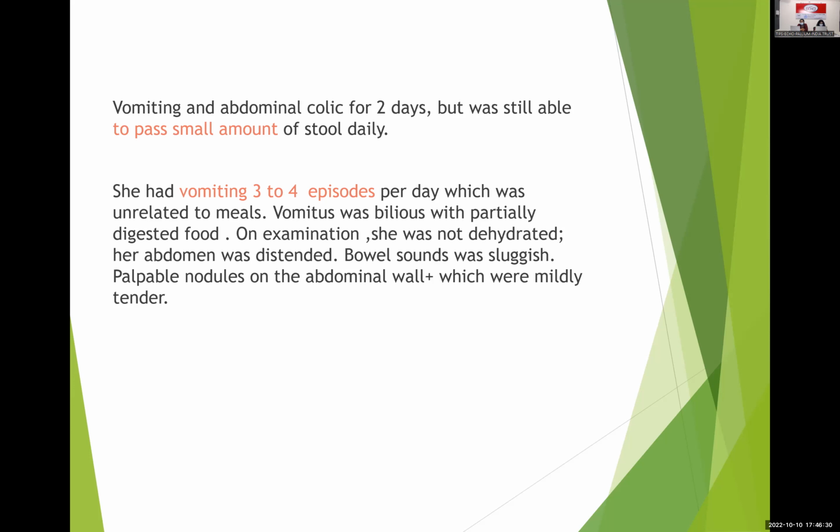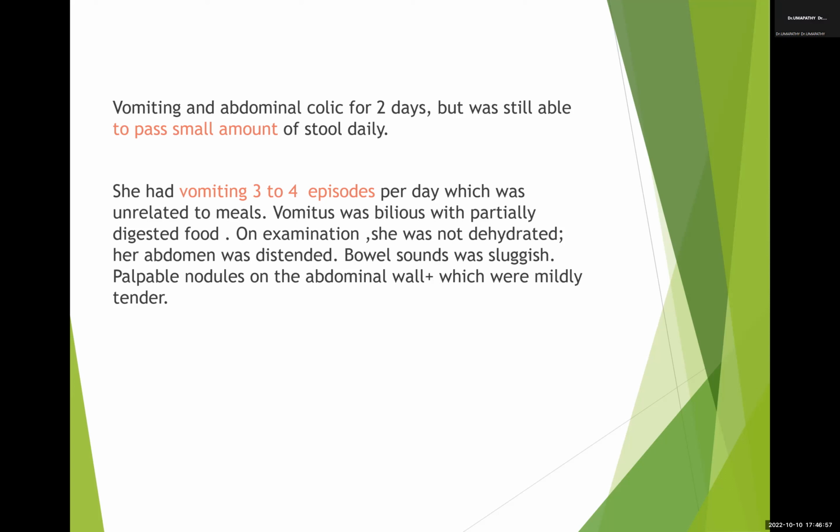And on examination, she was not dehydrated. Her abdomen was distended. Bowel sounds were sluggish. A palpable nodule was present on the abdominal wall, which was mildly tender also. So here, what we understand from this is she's having a partial obstruction at a higher level.